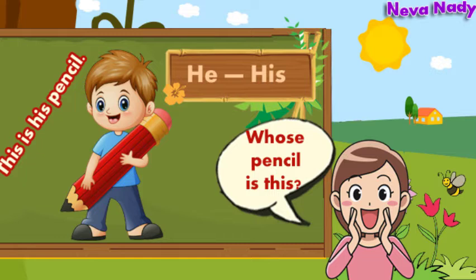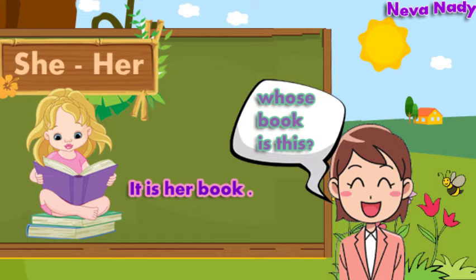This is Ahmed. Ahmed is holding a pencil. I am asking, whose pencil is this? The answer is, this is his pencil. His here refers to Ahmed. The subject here is she and the possessive adjective is her. This is a girl. Her name is Lena and she is reading a book. I am asking, whose book is this? The answer is, it's her book. Her here refers to Lena.